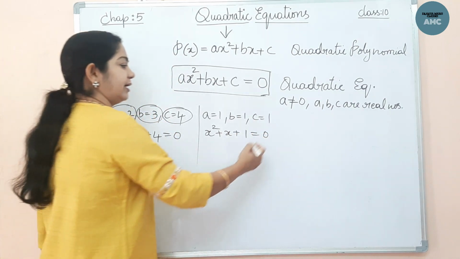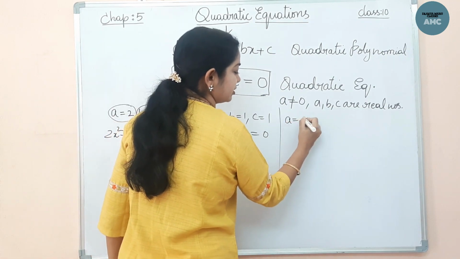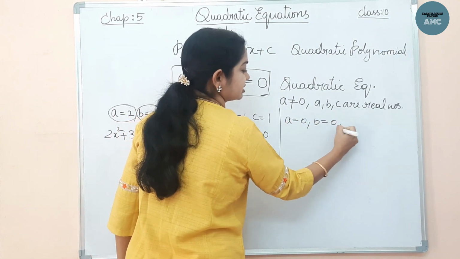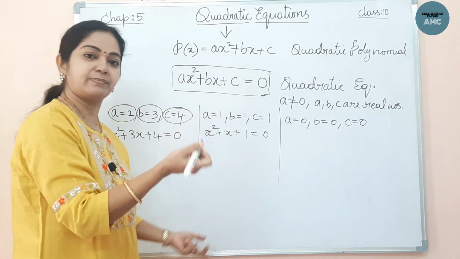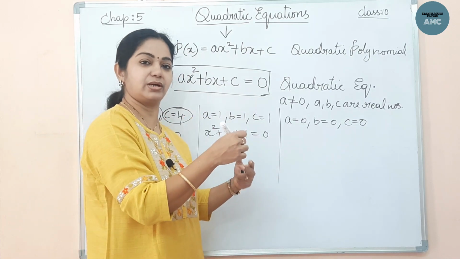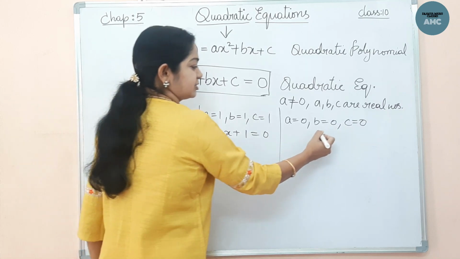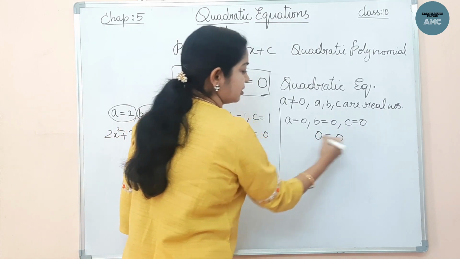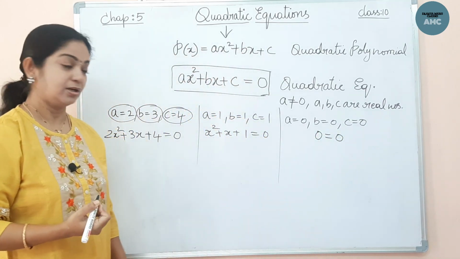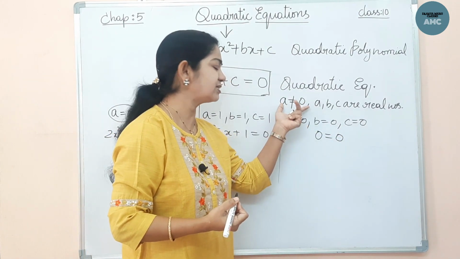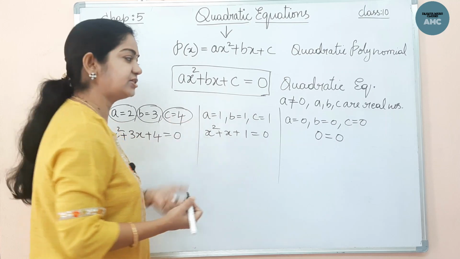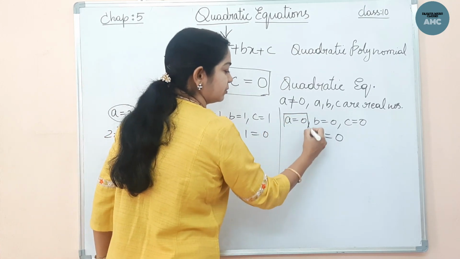Likewise, if a value is 0, b value 0, c value 0, then 0x square plus 0x plus 0, that means it comes to 0 equal to 0. This is not a quadratic equation, isn't it? Though a, b, c are real numbers, the condition is that a must not be equal to 0.